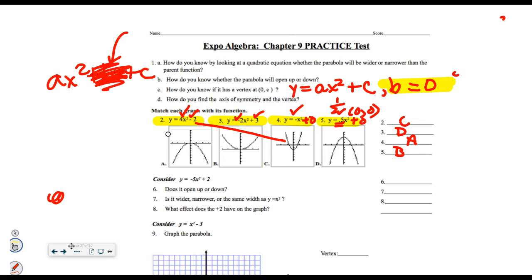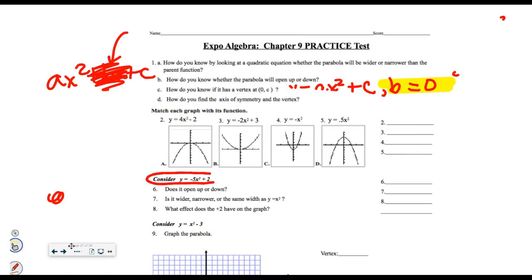So now let's see if we can look at this guy. You might even want to write the A is a negative 5. The B is missing, so we know its vertex is at 0, comma C, or 0, comma 2. All right, and let's go answer these questions. Does it open up or down? That's about the A. The A is negative, so it'll open down. You want to write a less than 0, that means a is negative, but it didn't say to explain why.